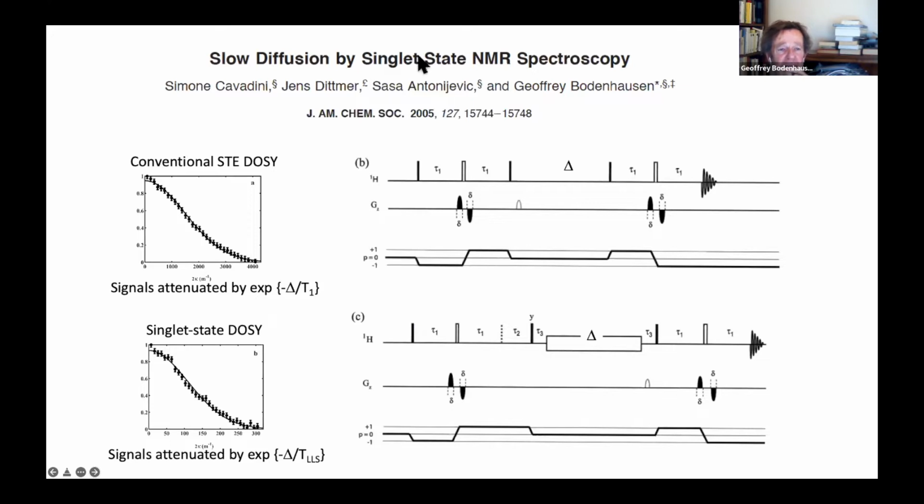diffusion singlet state variant. So this is the same that you just saw, and this is the variant that we developed, where you basically apply a radio frequency pulse, a continuous spin locking pulse, during the diffusion interval delta, after having prepared the long-lived state. And you can see that you get similar curves like this. But the main difference is that now the signal is attenuated by an exponential function of minus delta over TLLS, which is much longer than the T1 that we have up here.